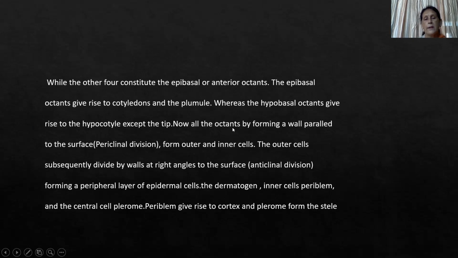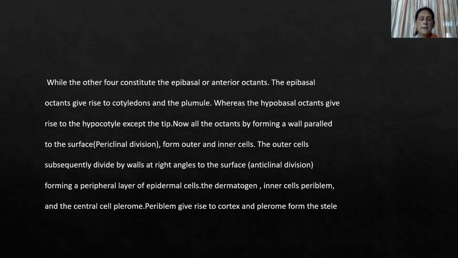Now all the octant cells divide by a wall parallel to the surface, called periclinal division, forming outer and inner cells. The outer cells subsequently divide by a wall at right angle to the surface, that is, anticlinally, forming a peripheral layer of epidermal cells. So the octant cells, by periclinal and anticlinal division, develop into a peripheral layer of cells called epidermal cells.